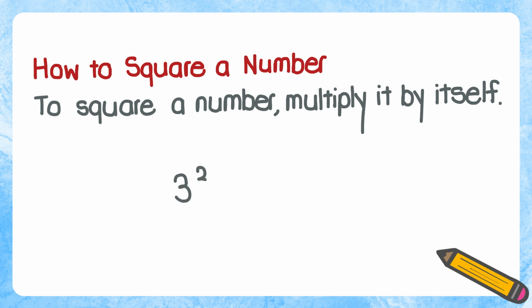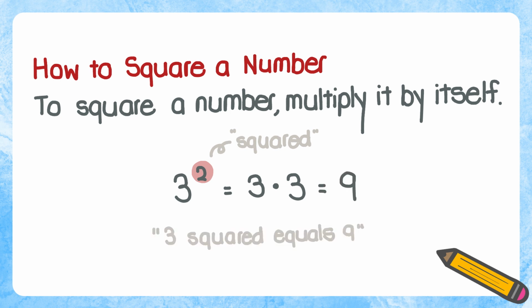For example, let's say we have this right here. We would read this as 3 squared. This exponent 2 is read as squared. 3 squared is the same thing as 3 times 3. We're multiplying 3 by itself. And 3 times 3 equals 9. So we would say that 3 squared equals 9. So to square a number, you're going to multiply it by itself.